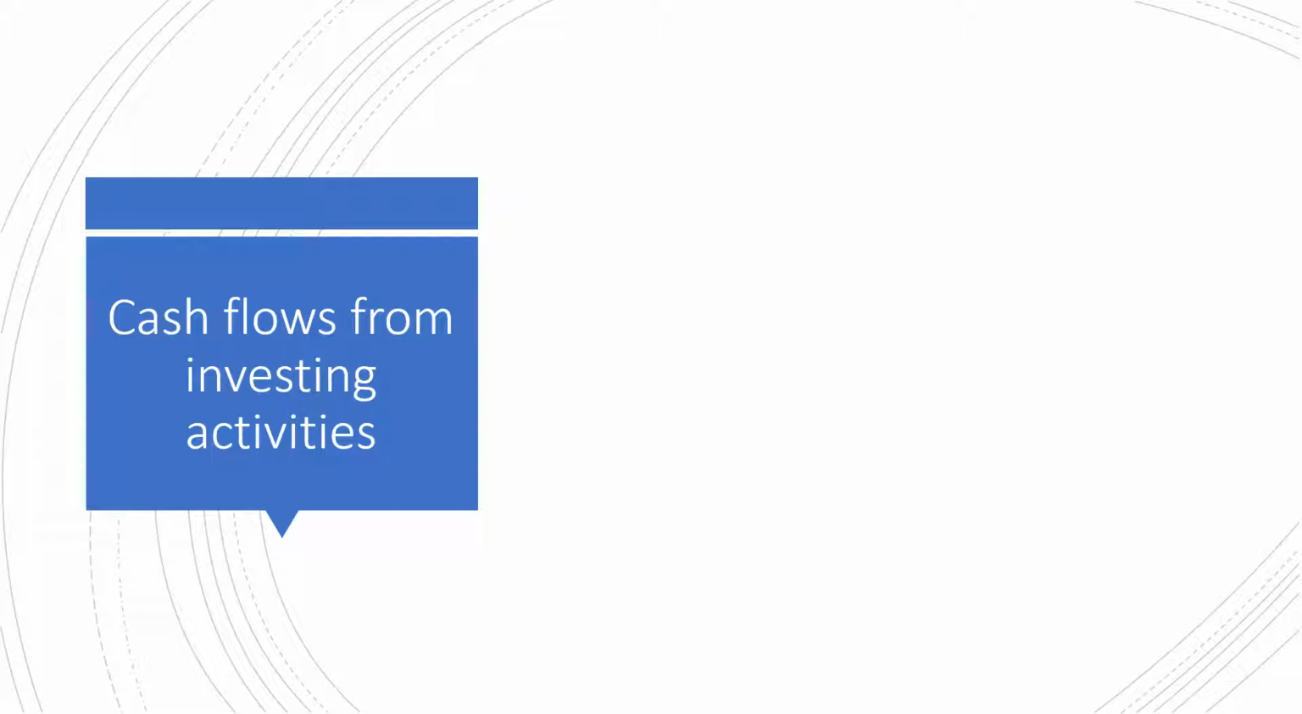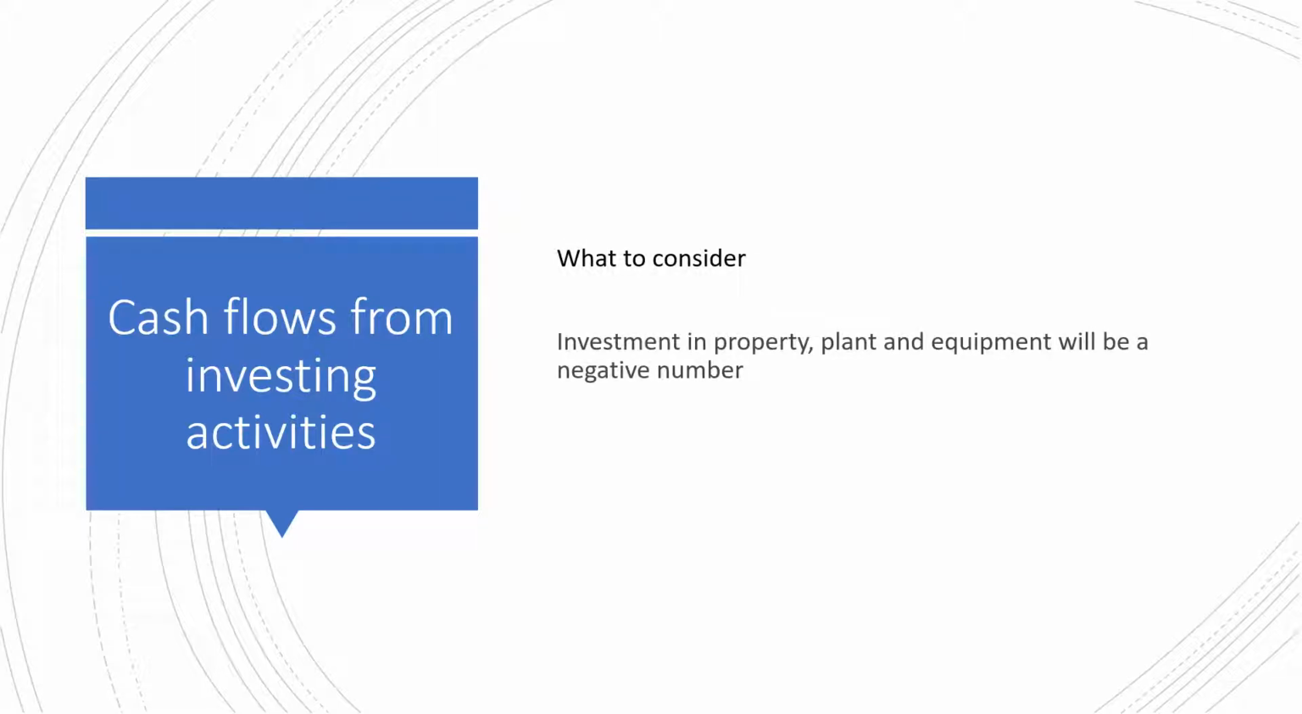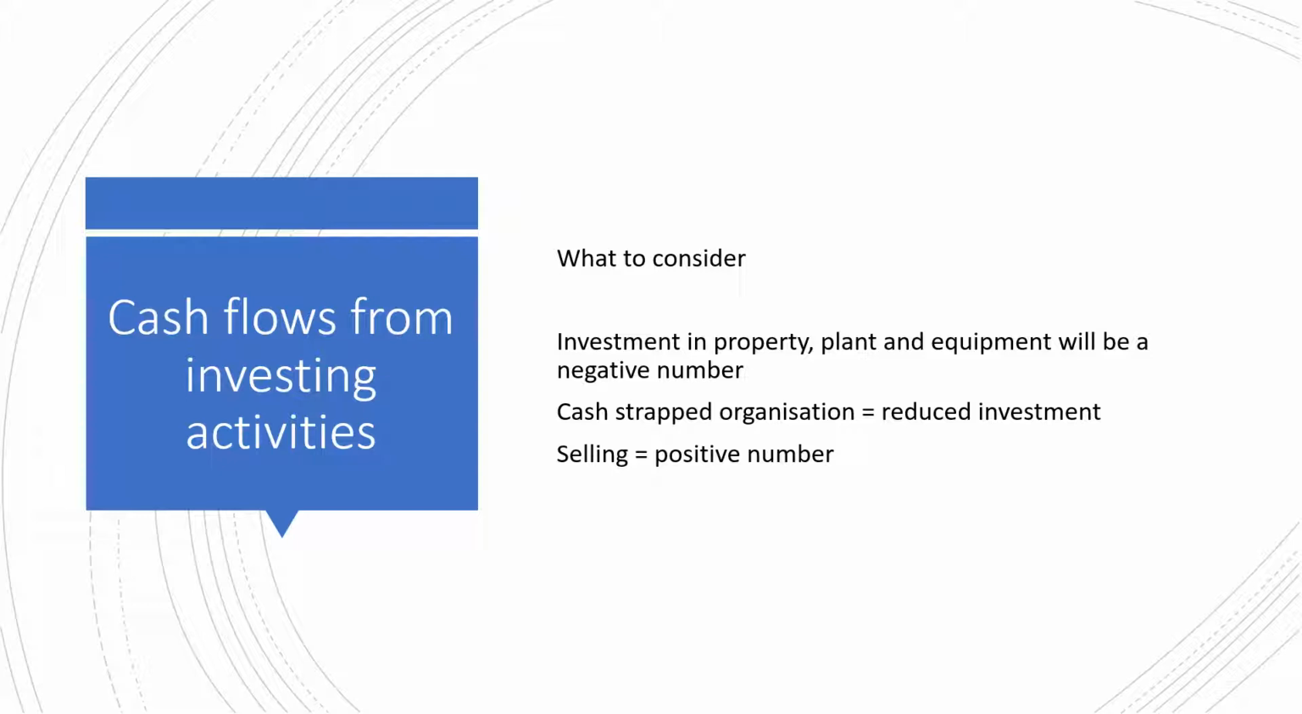When you review this section of the cash flow statement, you should consider that if an organisation is investing in its property and plant and equipment, this will show as a negative number. Often, if an organisation is cash-strapped, it will slow down in replacing its asset base. It is useful to assess the trend over a number of years. Also assess if the organisation is putting cash into investments. If an organisation is selling their plant, property and equipment, it'll be a positive cash flow.